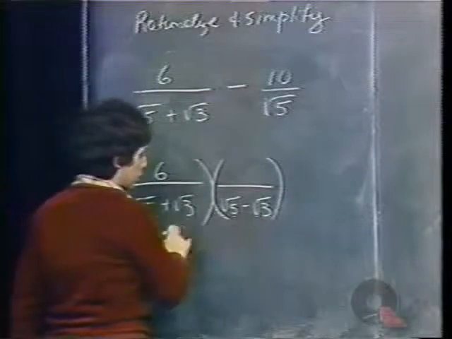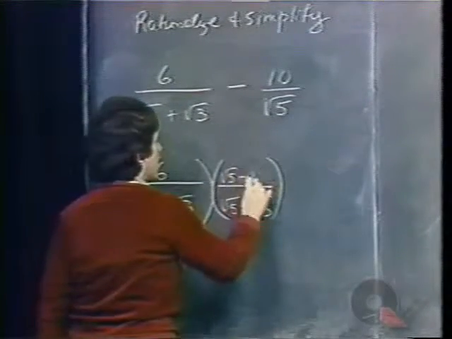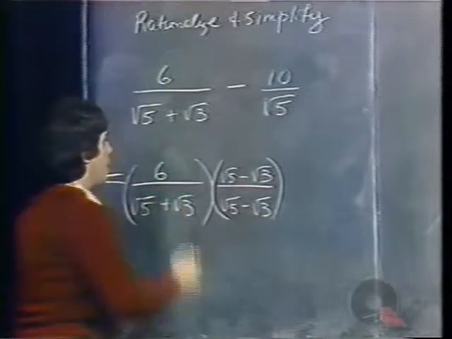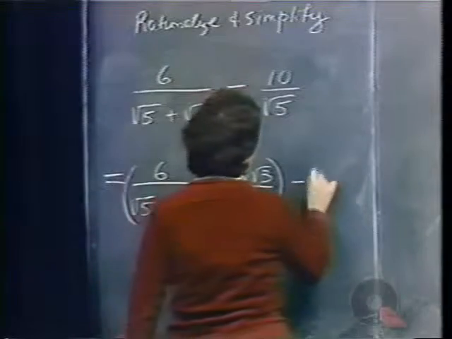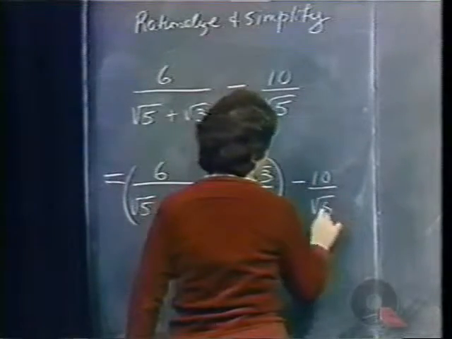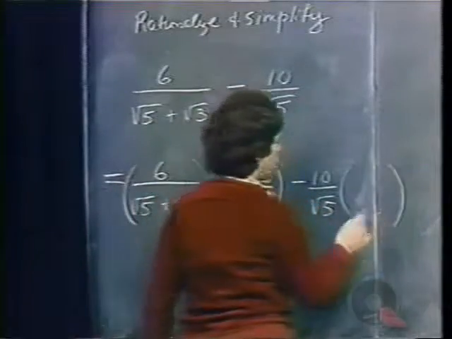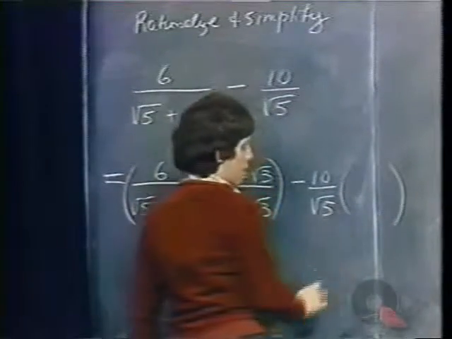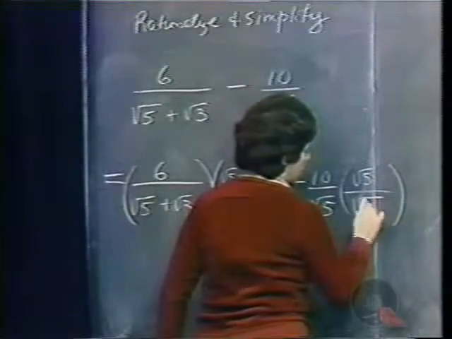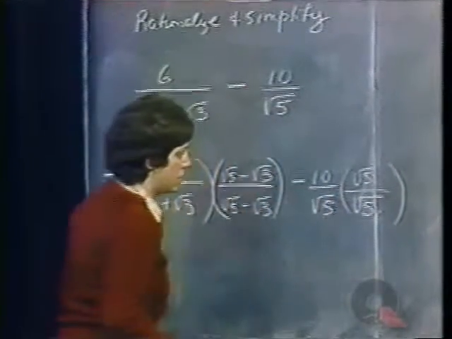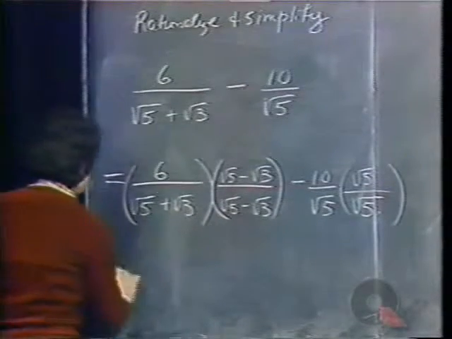But of course, if you multiply the denominator by this, you must also multiply the numerator by the exact same thing. So you have not changed the value of the expression. On the second fraction, this is the simpler kind where you just multiply the numerator and the denominator by the radical in the denominator, namely the square root of 5. This is if there's only one term in the denominator, and here's if there are two terms. Okay?